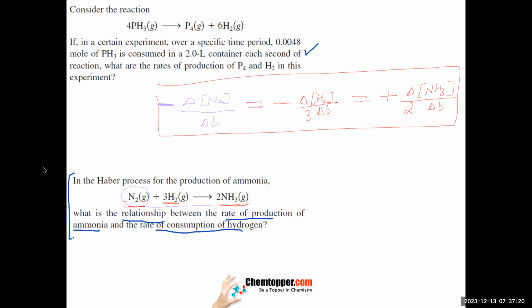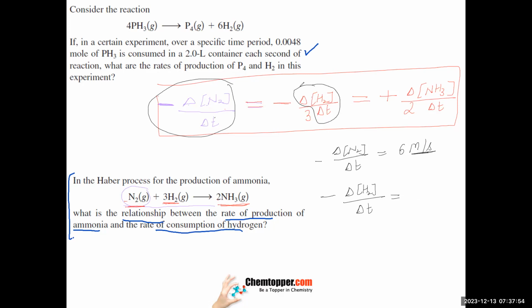Can you answer my question, children? If the rate of disappearance of N2 is 6 molar per second. This is rate, unit of rate. What is the rate of disappearance of H2? Answer it. This value is given, 6. And they are asking this. They are asking this with negative sign, of course. This one.